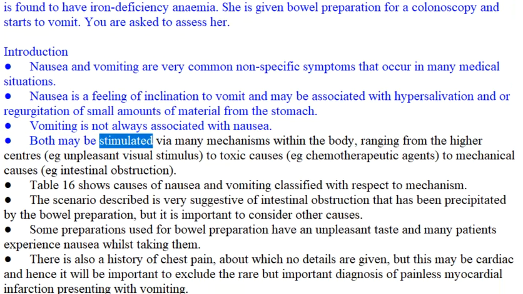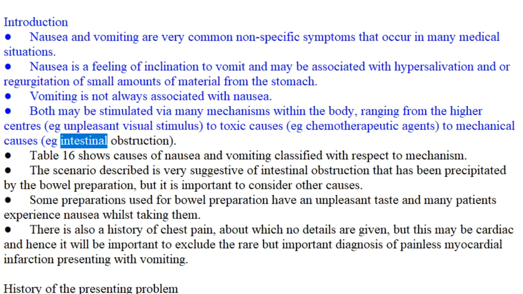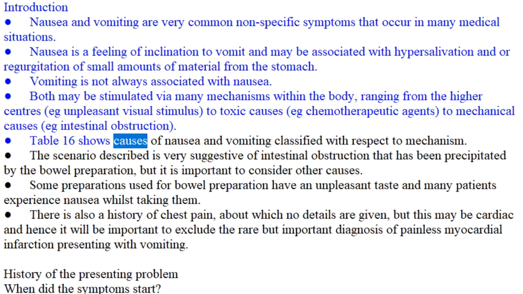Both may be stimulated via many mechanisms within the body, ranging from the higher centers, e.g. unpleasant visual stimulus, to toxic causes, e.g. chemotherapeutic agents, to mechanical causes, e.g. intestinal obstruction. Table 16 shows causes of nausea and vomiting classified with respect to mechanism.